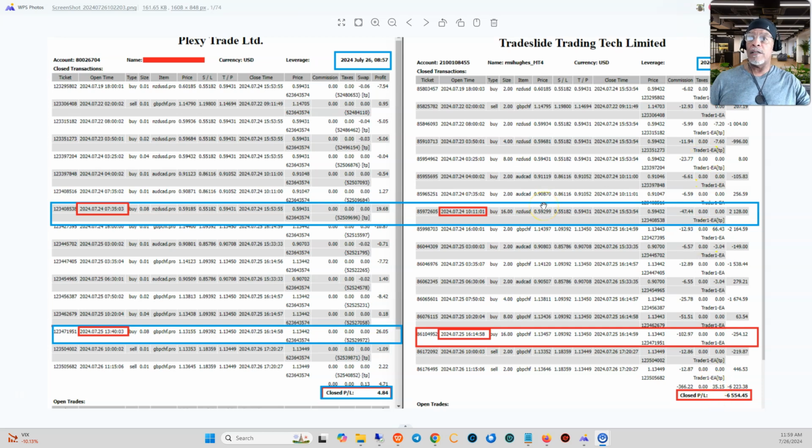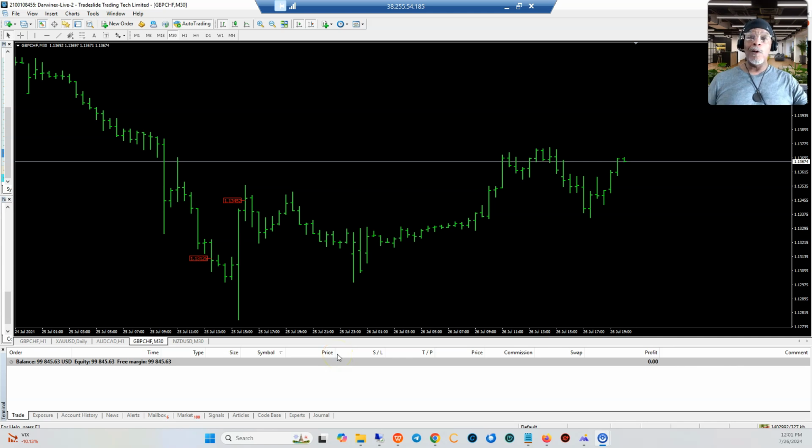Not looking good here. And now I want to go into the platform itself and just show you some of the differences and why it made a difference. So I guess we can call that the difference that made a difference. Let's take a look at the actual charts. Okay, let's take a look at what really happened here.